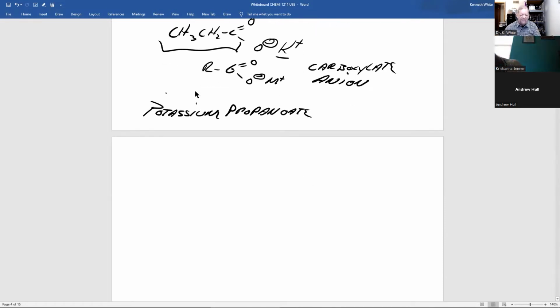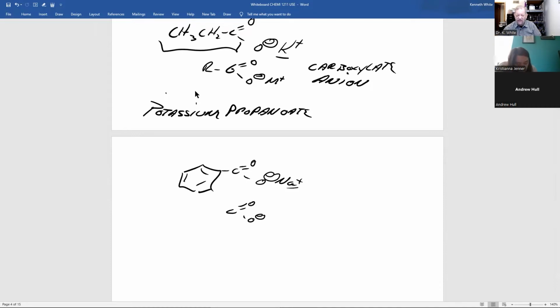Now let's look at this molecule. We actually already talked about this. If you look at this molecule, what's different? Carbonyl, oxygen with a negative charge, a sodium cation, which I'll call M+, and a benzene ring, R. Now, this is a carboxylate anion.